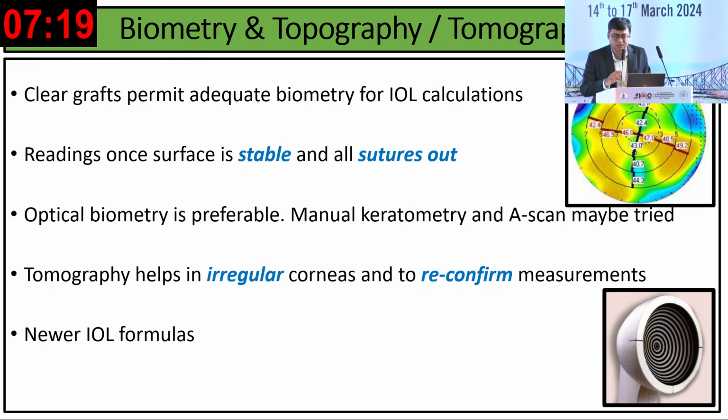This is the most tricky part of the equation. Generally if you are doing a cataract surgery, it is assumed that the graft is clear in the center. Mostly the modern machines can give you a good idea of the keratometry and the IOL power. As I had mentioned before, the surface should be stable, all sutures are out. If you have access to the optical biometer, it's the best. But if not, you can also try getting readings via the manual keratometry method and A-scan if the cornea is a bit hazy. You can also refer the patient to a colleague who has access to these machines and then take a combined decision on which power should be implanted.